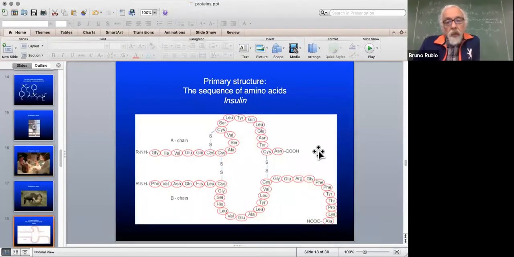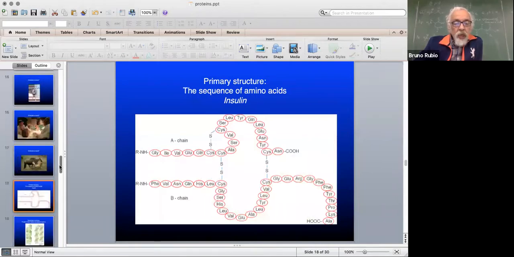All right, so here's an important protein, insulin. This controls sugar metabolism. And we see that insulin is actually two chains, and what is illustrated here is the primary structure of insulin. It's the sequence of amino acids.